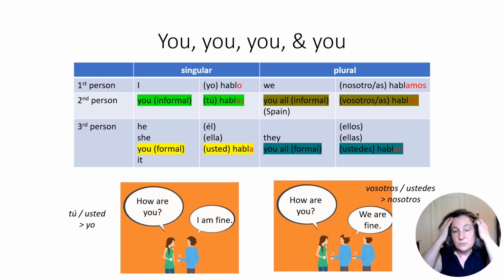So since we don't have all these words for you in English, sometimes students get confused about how to answer questions. So if I'm asking a question of one person, I say, how are you? So the person I'm speaking to, I could say, ¿Cómo estás? Or ¿Cómo está usted? And in both cases, the person would answer with an I form, estoy bien. But if I'm talking to multiple people, I'm going to say, ¿Cómo están ustedes? That's plural. And then the logical answer is, estamos bien, a nosotros form.